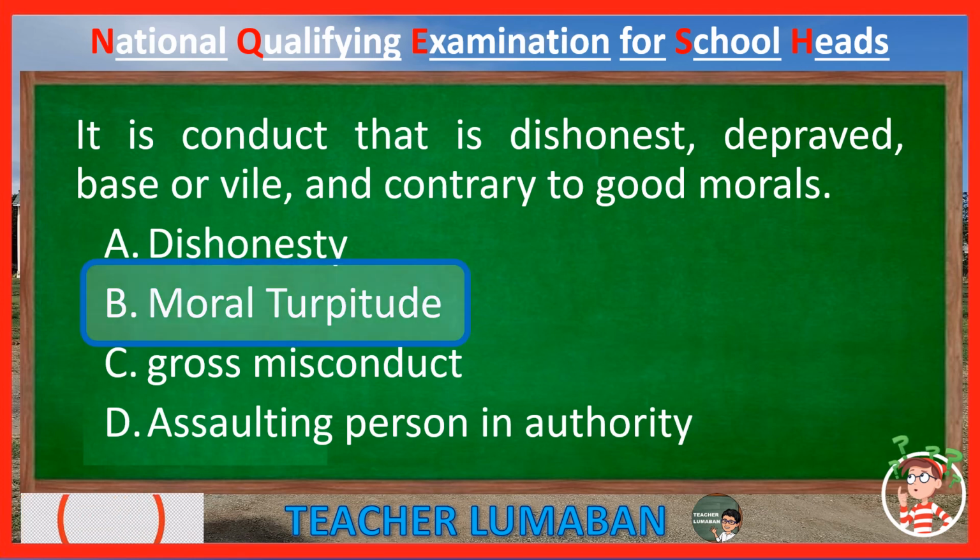Letter B is the correct answer. Moral turpitude. Moral turpitude is the conduct that is dishonest, depraved, base, or vile, and contrary to good morals.